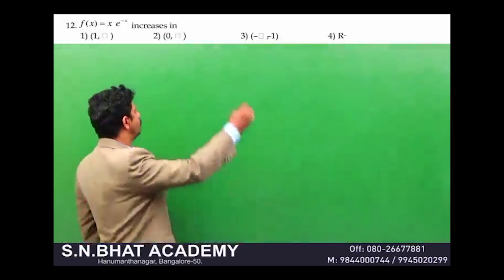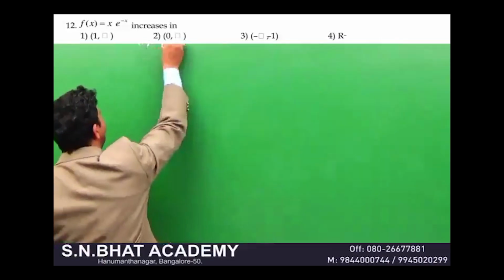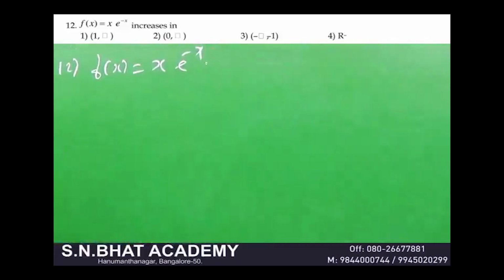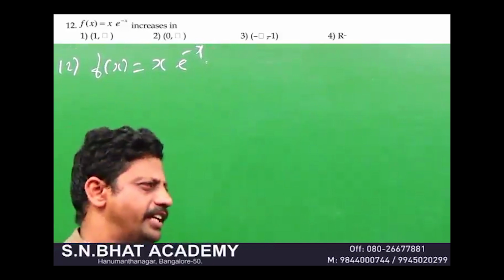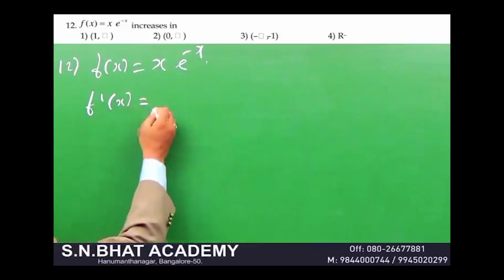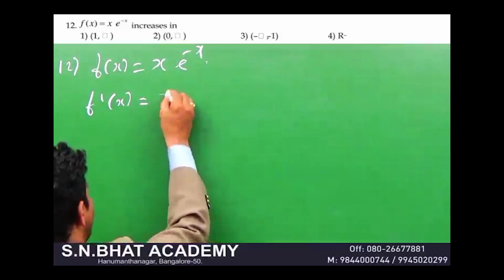The next question is the 12th one. f of x is x e power minus x. We have to determine the interval in which f of x increases. For that we have to differentiate, we have to determine f dash x. To determine f dash x we have to use the product rule.